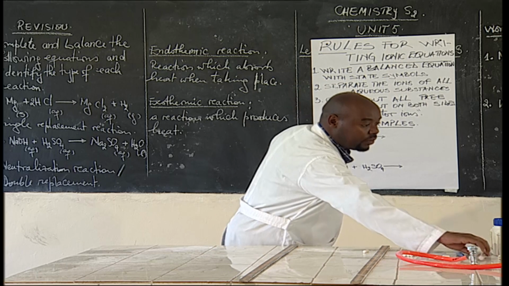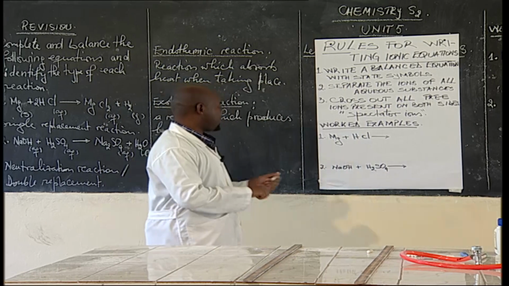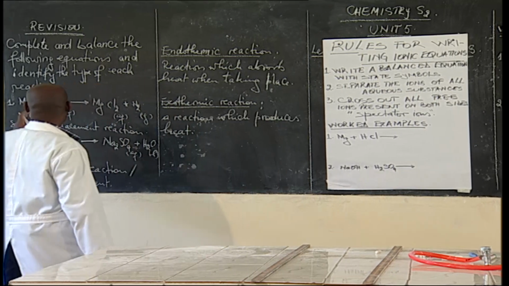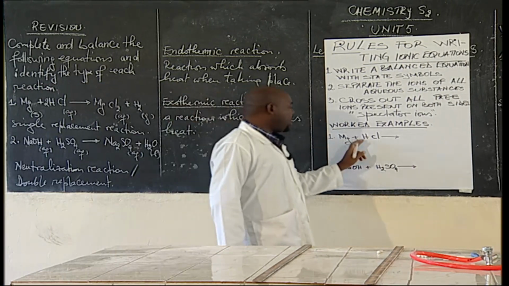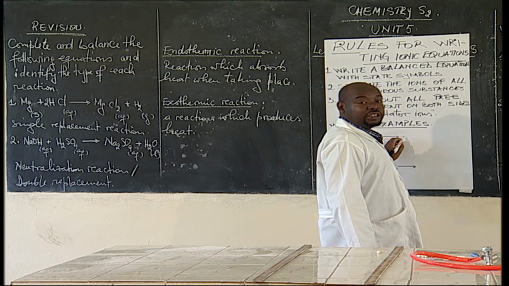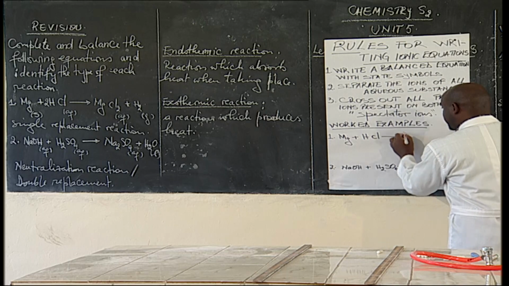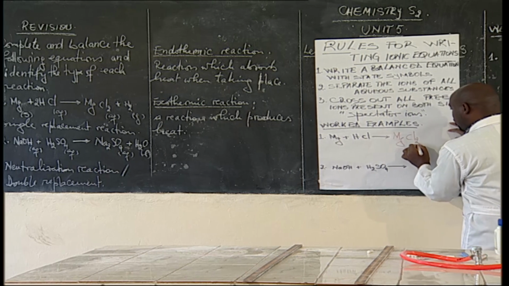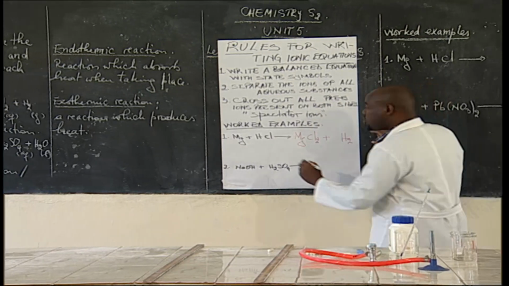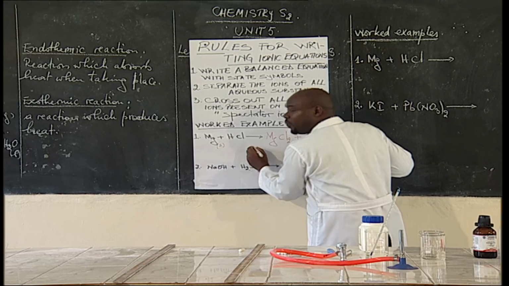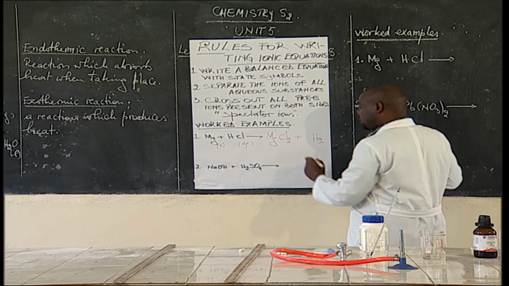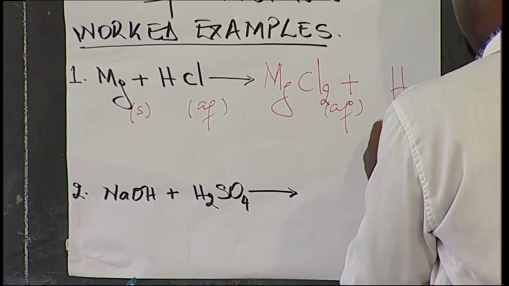Now, let us try example number 1. We have magnesium reacting with hydrochloric acid, and the answer will be magnesium chloride plus hydrogen. State symbols: we have solid for magnesium and aqueous for hydrochloric acid, aqueous for magnesium chloride, and gas for hydrogen.